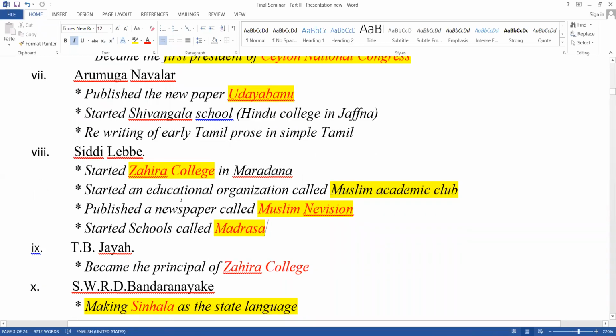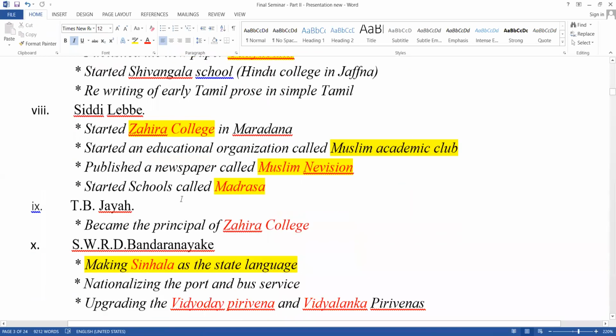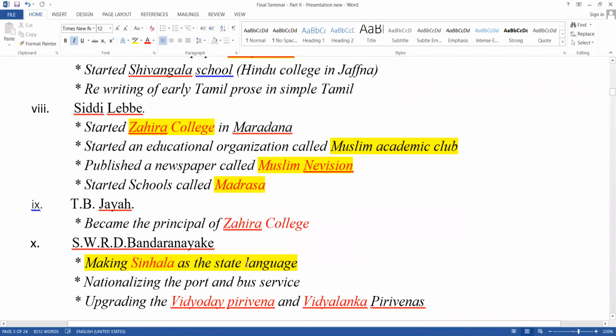And S.W.R.D. Bandaranaike was also important. He was the one who made Sinhala a state language, and he upgraded Vidyodaya Pirivena and Vidyalankara Pirivena up to the university level. They were started as Pirivenas, but upgraded as universities.